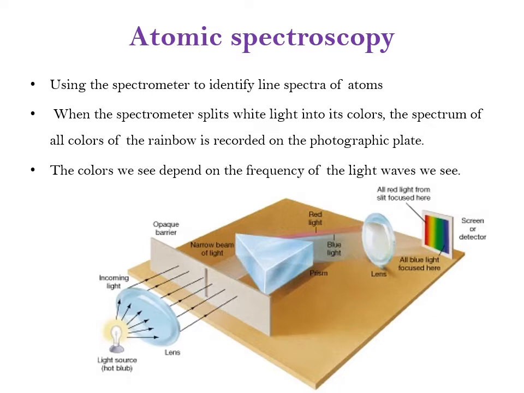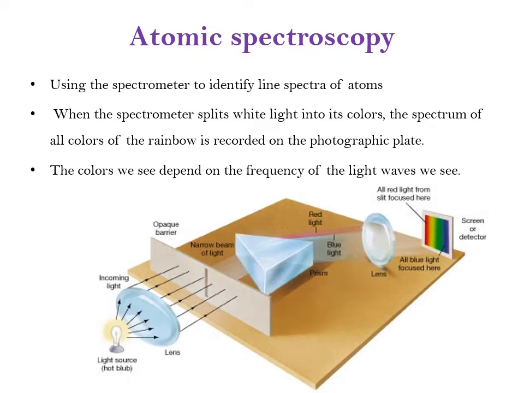Atoms of different elements have different electronic structures. Hence, the light emitted and absorbed varies for every element when excited. So the emission spectrum of an element is the pattern of light emitted with its own characteristic pattern of frequencies. Therefore, every element has its own specific line spectrum. So by using this spectroscopic technique or spectrometer, we can identify the line spectra of atoms.